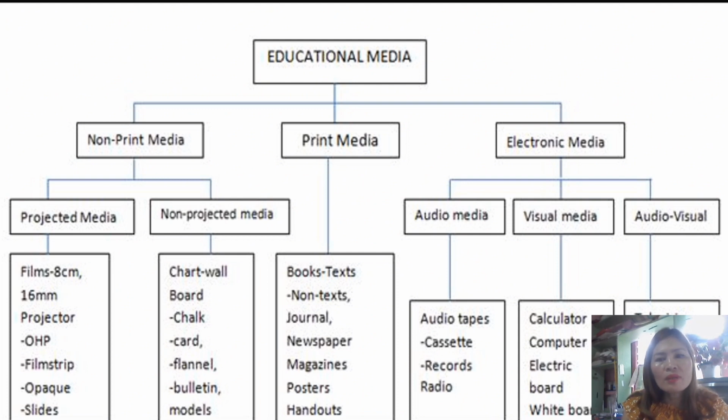Another classification, let's have electronic media. Under electronic media, we have audio media, which involves audio tapes, cassettes, records, radio, and others. When we say audio media, audio media is a kind of media resource which uses recorded audio materials for communicating and delivering information.